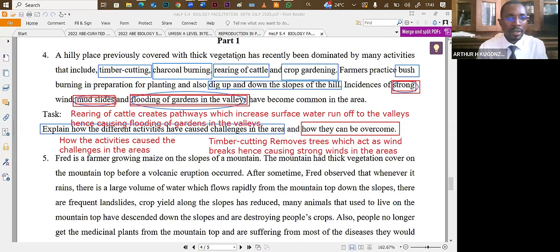Someone is saying that carrying out deforestation leads to global warming. I'm very happy that this one has come out. Someone is now giving us how the activity causes the challenges. He's saying that carrying out deforestation leads to global warming. Now, this response is wrong. Why is it wrong? First of all, you're telling us carrying out deforestation.